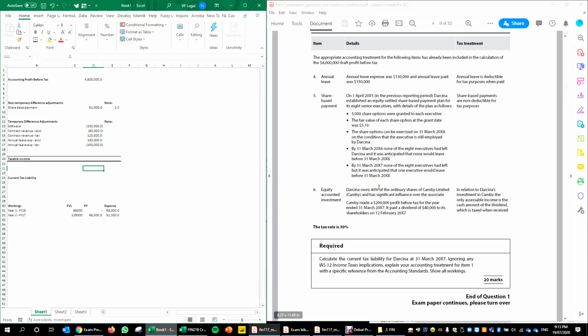Okay, so for part 6, equity account investment. So Darcy owns 40% of the ordinary shares of CAANZ. It's another company and has significant influence. CAANZ made a $200,000 profit.